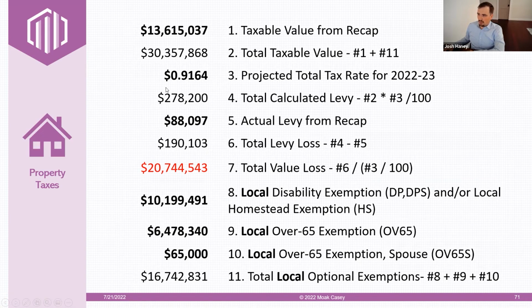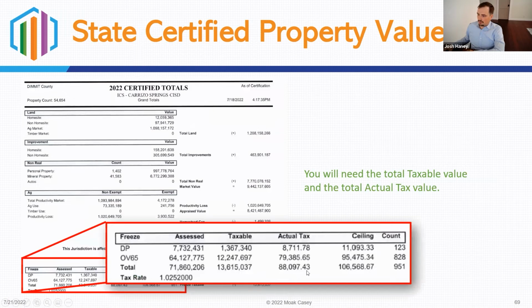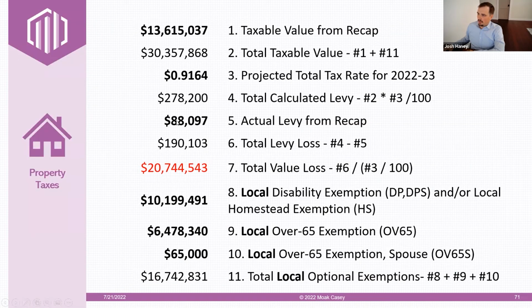Okay, so this is essentially what your over 65 and disabled homeowners would have paid if they weren't over 65 or disabled. They weren't subject to these exemptions, and they didn't have their levy frozen. Okay, so that is what they would have paid. Then we compare that to what they actually paid, or what they're expected to pay, what their actual tax bill is. Okay, that's that 88,000 we pulled from actual tax. That difference for this district is 190,000.